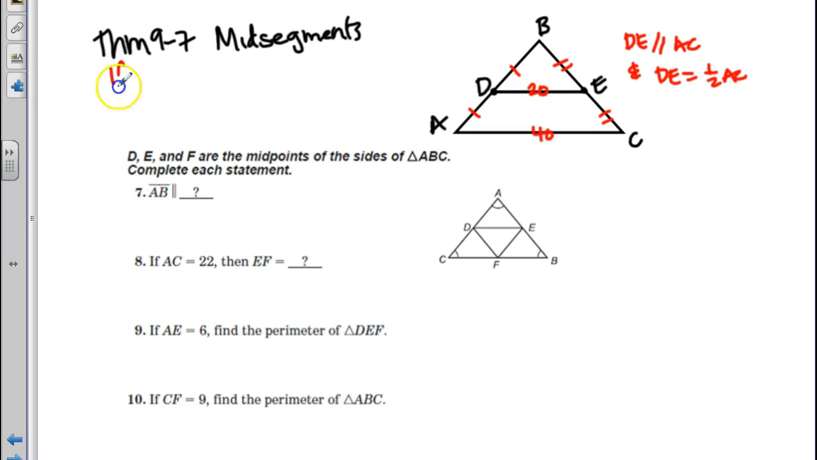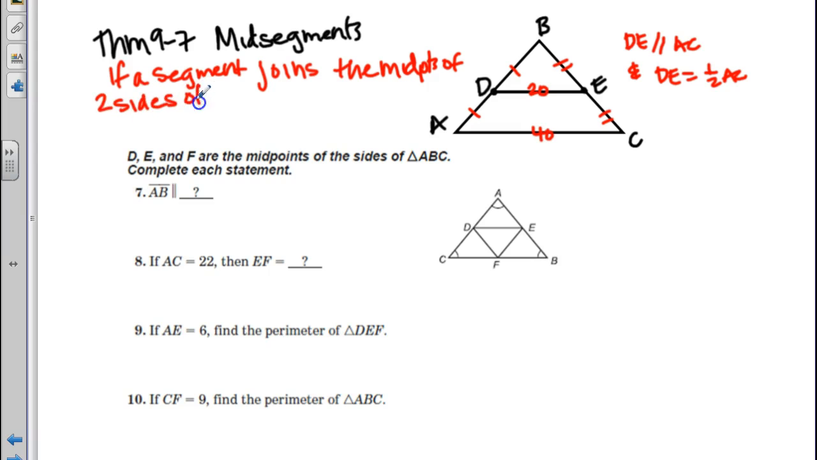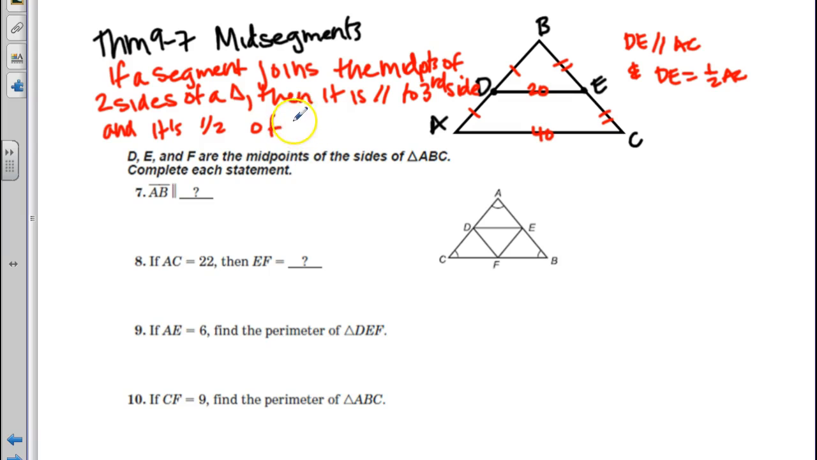So I'm going to write it out in words over here. If a segment joins the midpoints of two sides of a triangle, then it's parallel to the third side, and it's half of the measure of the third side.